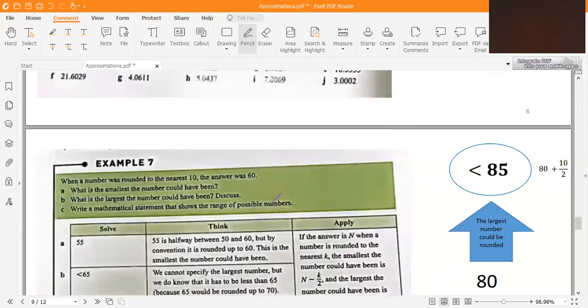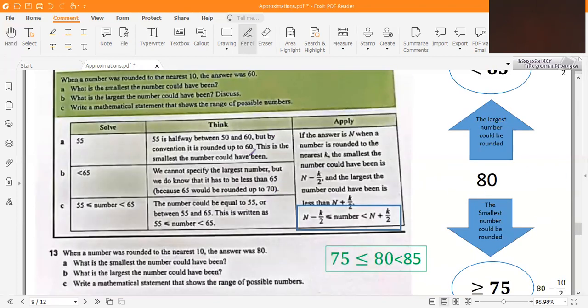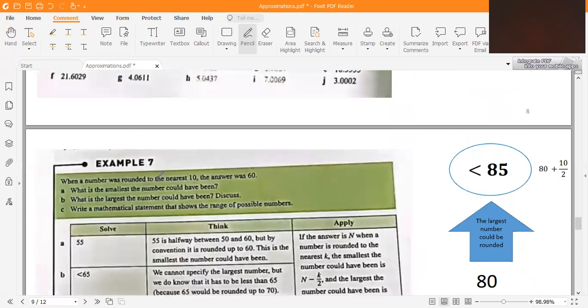You can also do the remaining exercises by yourself. And the last idea: when a number was rounded to the nearest 10, the answer was 60. He asked me to find the smallest number that we can round to 60, to the nearest 10. The smallest one, how to obtain it? It is like 55. How to obtain it?